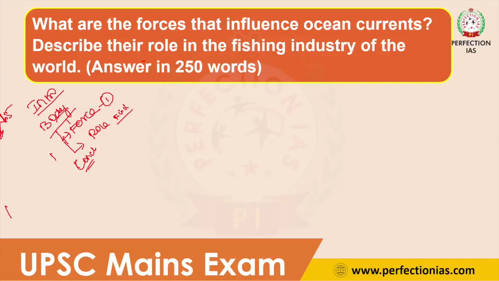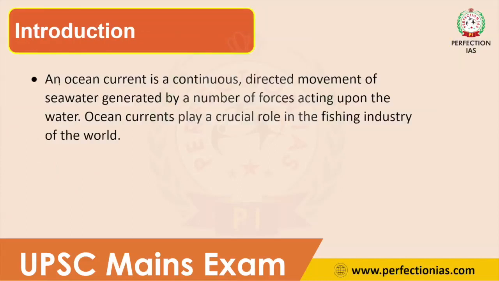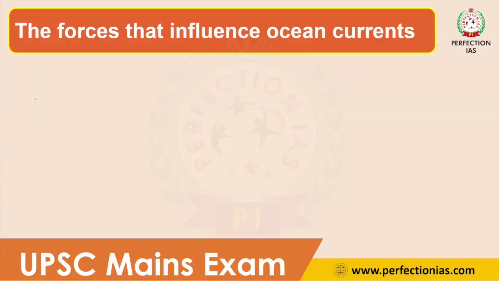So this should be the structure of the question. Let us move on to the introduction. In the introduction, you can say that an ocean current is a continuous directed movement of sea water generated by numerous forces. No need to write about all the forces, because in the first part of the question we are going to discuss the forces. Then in the second line you can say ocean currents play a crucial role in the fishing industry of the world. So in the introduction we have mentioned both the first part and the second part of the question.